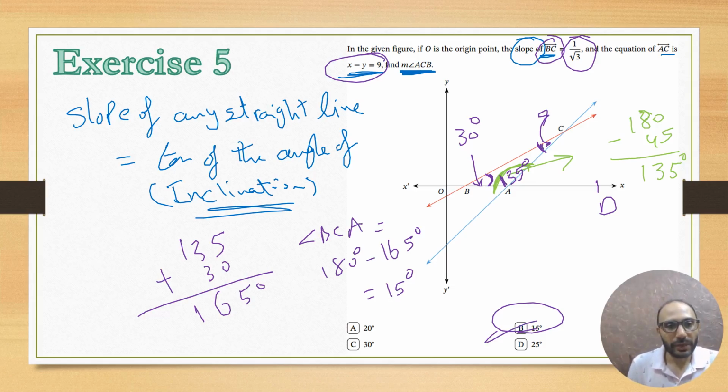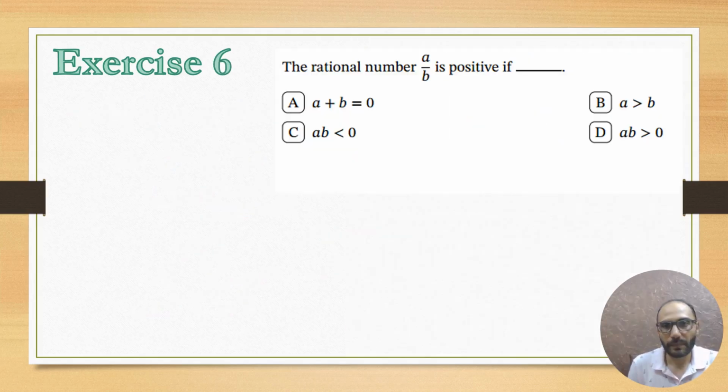Now let's see the next question. Okay, it's an easy one. The rational number a over b is positive. That refers to the first year of prep school. We studied it before. The definition of the rational number is the number that can be written in the form a over b such that b does not equal 0, and also a and b are both integers.